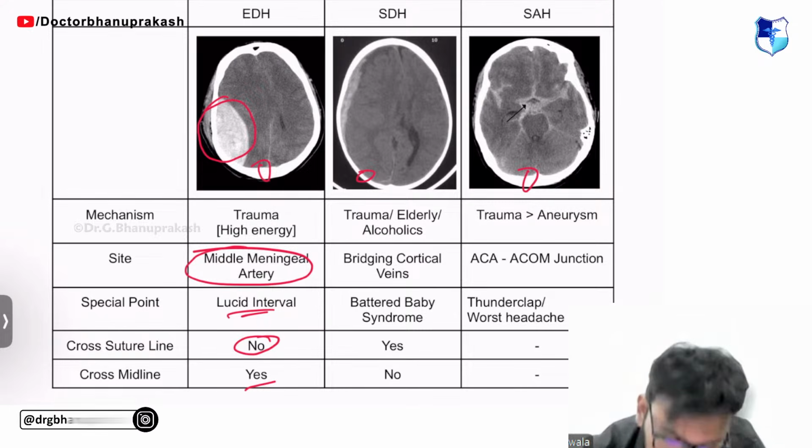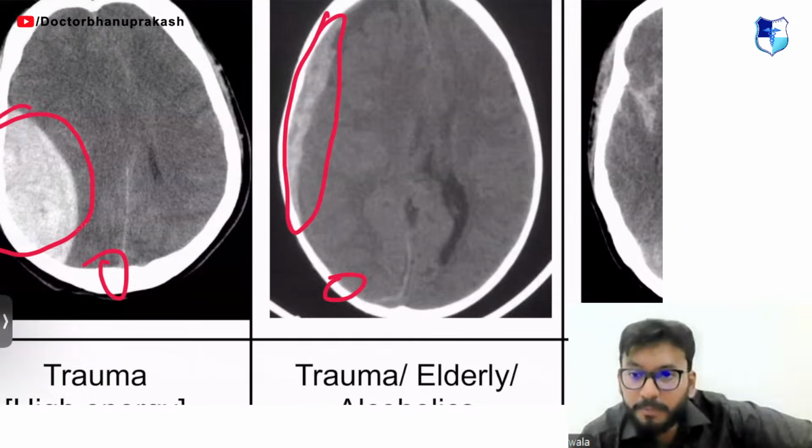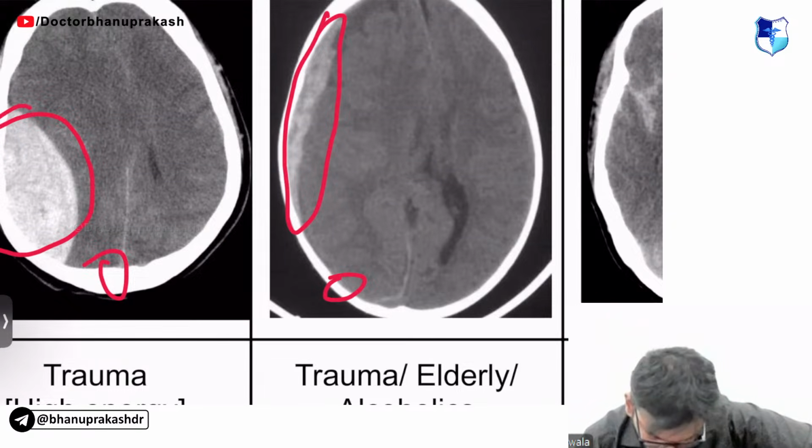Subdural hematoma. Look at this, guys. Can you see this bleeding here? This is a subdural hematoma, guys. Subdural hematoma.